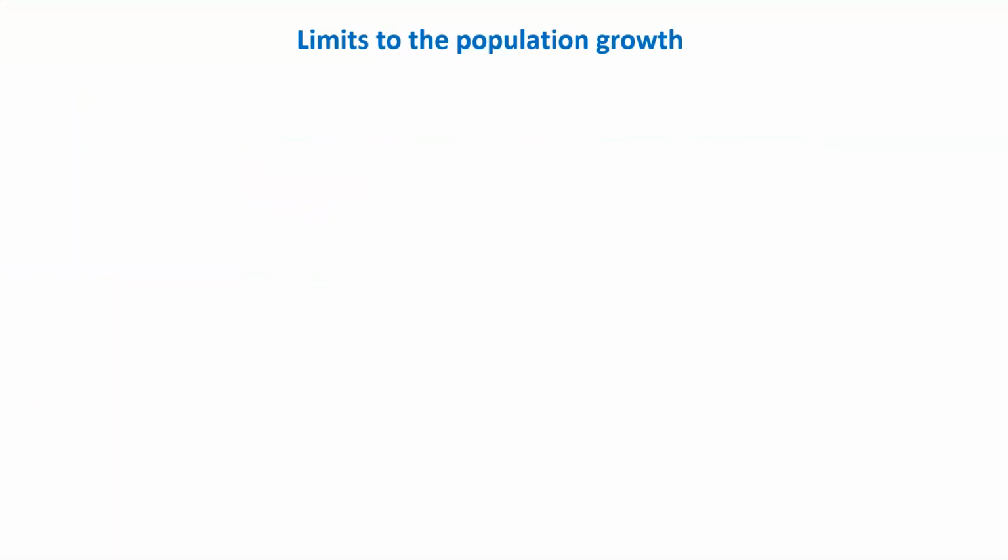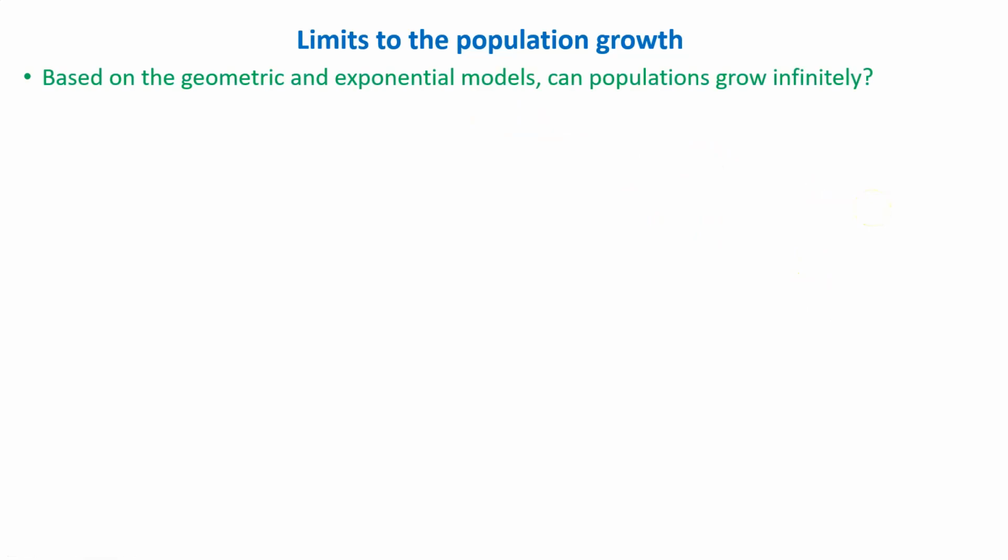Okay, now let's try to talk about what limits population growth. Based on these two models you learned, geometric and exponential models, they are extremely similar in terms of behavior, right? Given the J-shaped curve, with initially small increments, after the population number increases to a certain level, the increment rate increases exponentially, or geometrically, right?